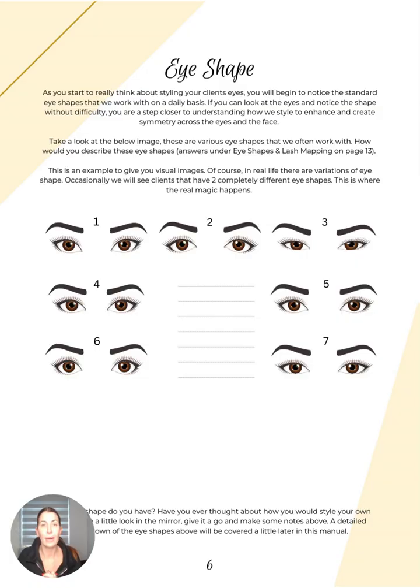Then we're going to talk about your eye shape. You're going to get your ruler and look and see if you've got an upturn or a downturn. You're going to see if you have a wide set or a closed set. Do you have sleepy eyes? Do you have open eyes? So you're going to note down your eye shape.